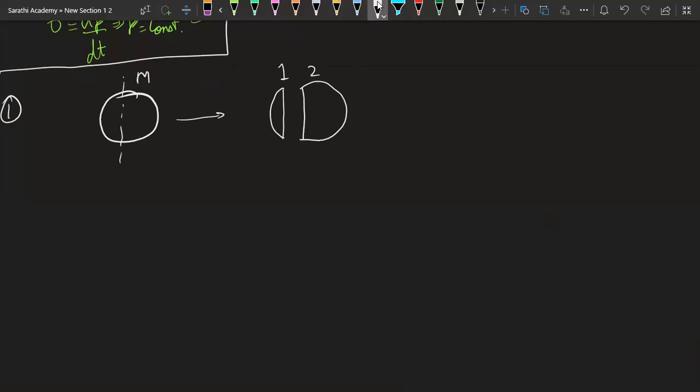The total mass is m. This is the ratio of 1:2. If the heavier mass moves with velocity v after explosion, what is the velocity of the first mass? That is the question. So you can try this, pausing this. Okay.